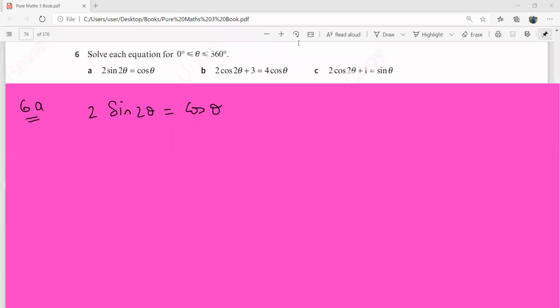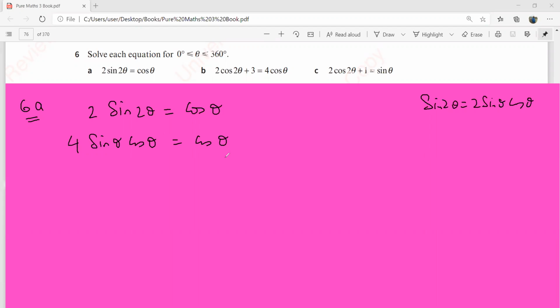Okay, this is 2 sine 2 theta equal to cos theta. First of all, we have to get rid of these different angles in the same equation. We shouldn't be having this. So I'll be using the sine double angle formula, that sine 2 theta is 2 sine theta cos theta. Let's change that. So this becomes 4 sine theta cos theta, equal to cos theta.